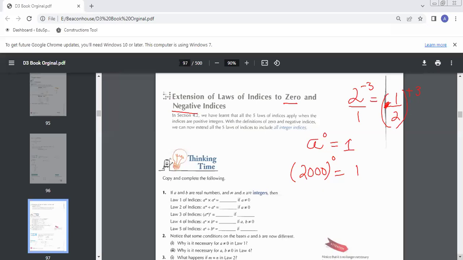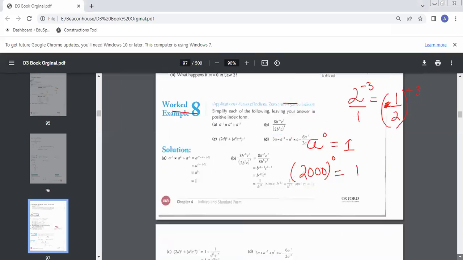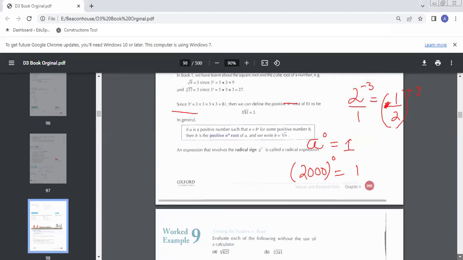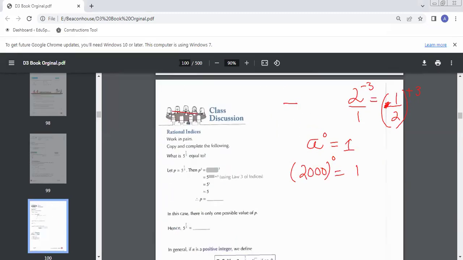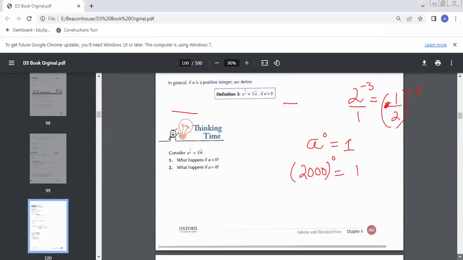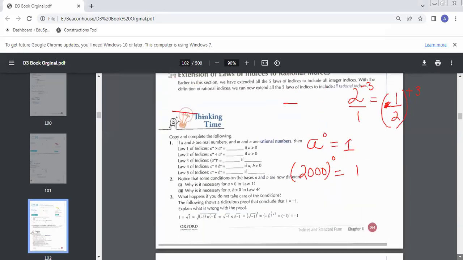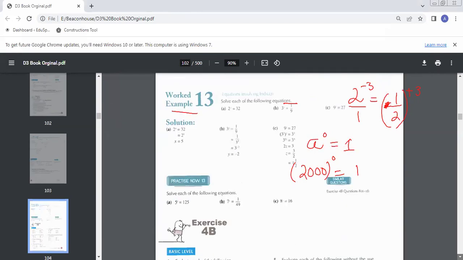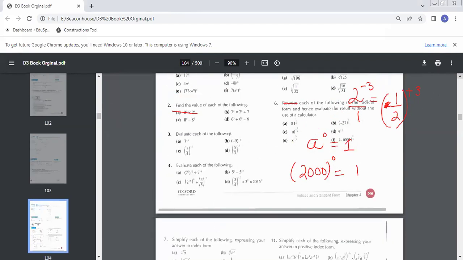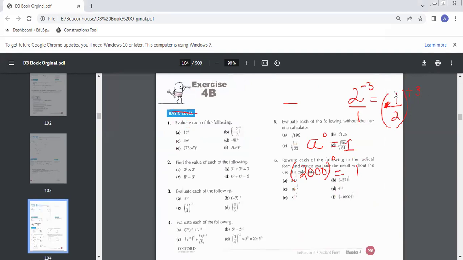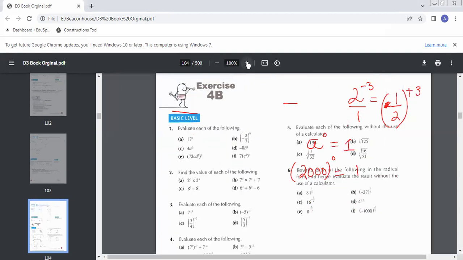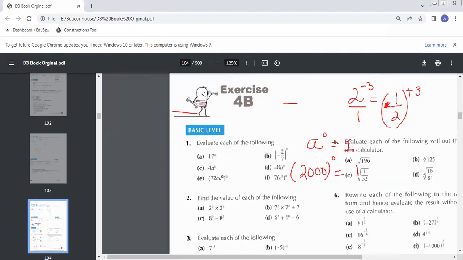Let's move on to the exercise, and that is exercise 4B from the book D3, 7th edition. And this is the exercise. Okay, there are some basic questions here, so let me zoom in on them and let's discuss them.